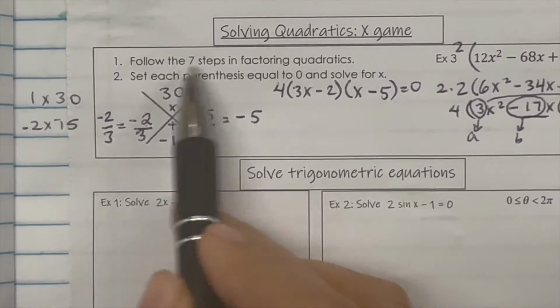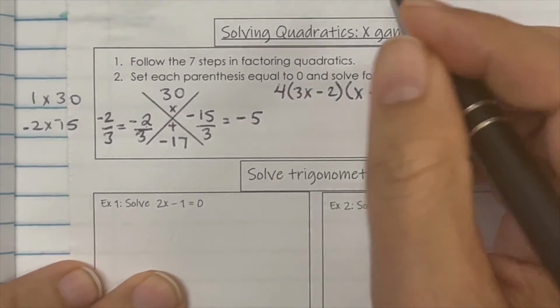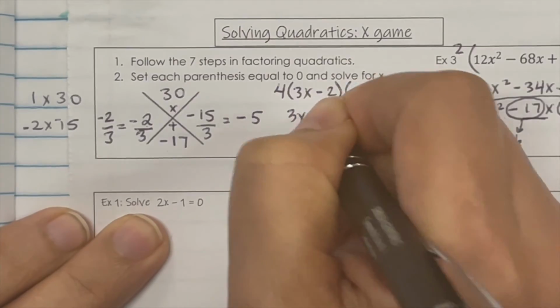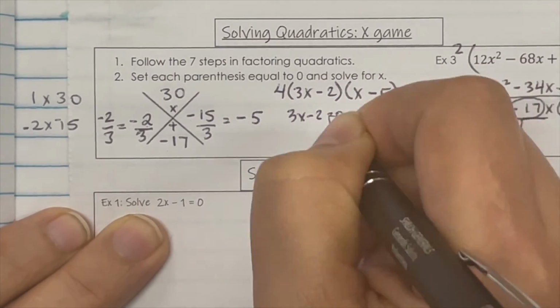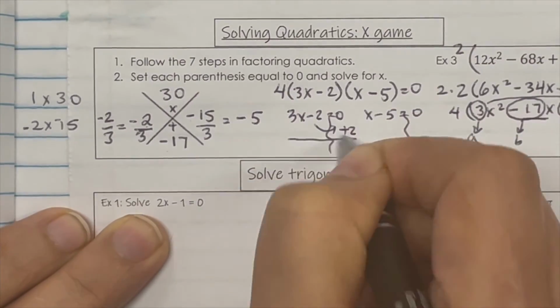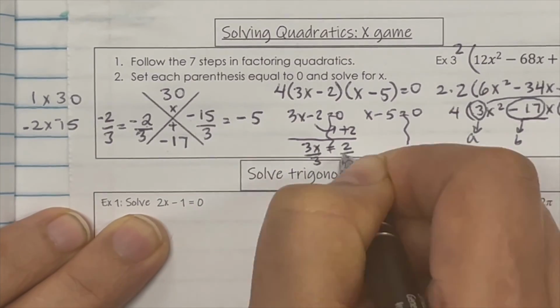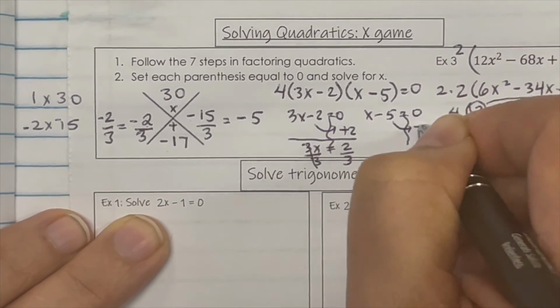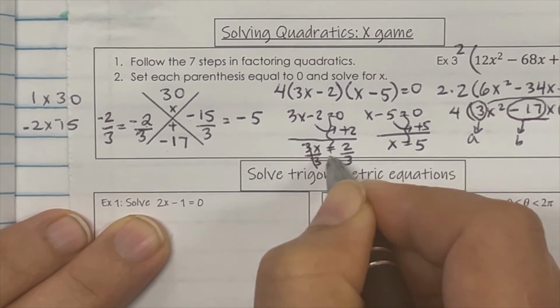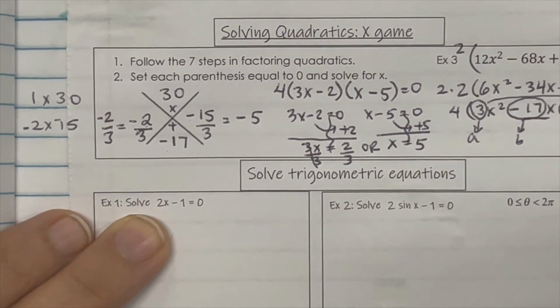As a listening check, color in the title, solving quadratics x game. For now, we're just going to set each parenthesis equal to 0. So 3x minus 2 equals 0, and x minus 5 equals 0. Then solve it. Plus 2 to that side, so 3x equals 2, divided by 3, you're going to get 2/3. Plus 5 to that side, x equals 5. So it's either x equals 2 over 3 or x equals 5. Those are my two answers. Let's practice.